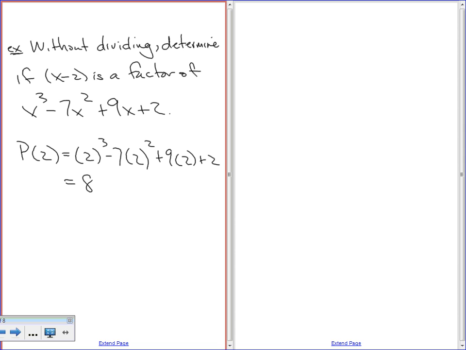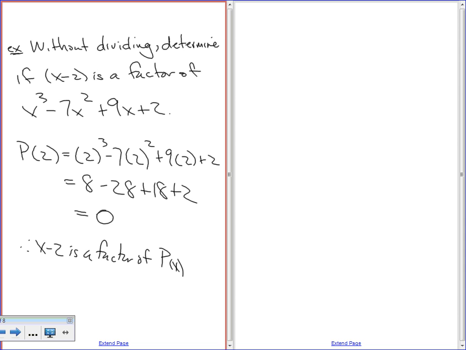To do some math. And you figure out that the remainder is 0. So since the remainder is 0, that tells me that this binomial went into this polynomial evenly. So therefore, x minus 2 is a factor of p of x. And really what we're doing there is we're using something called the factor theorem.